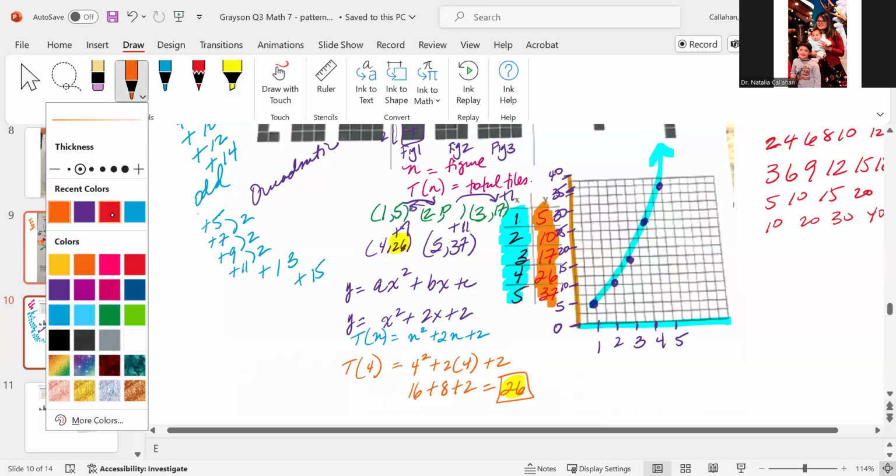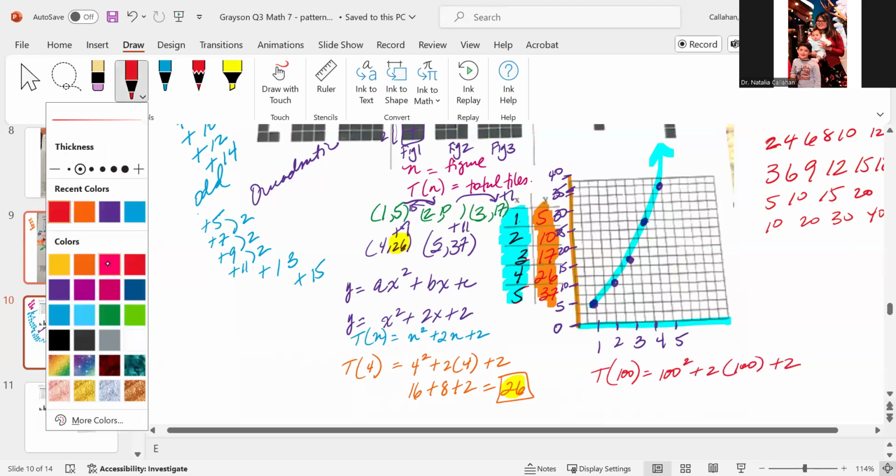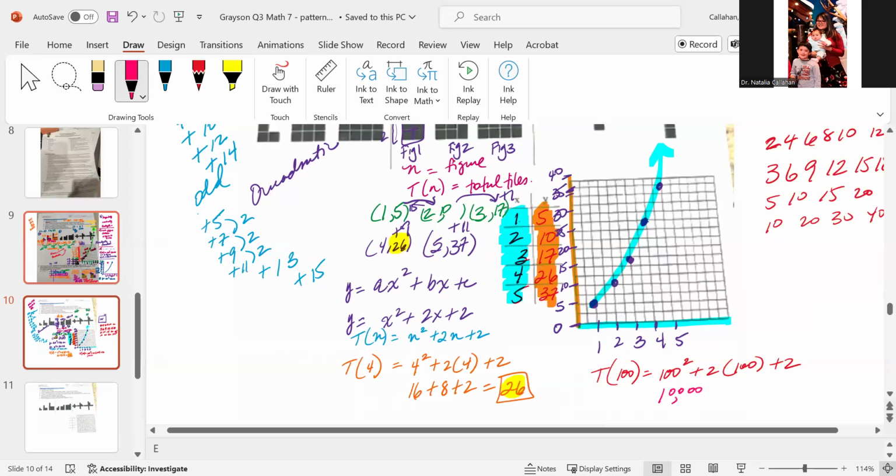So if I ever decided to figure out, instead of drawing 100 figures, because that's going to take forever, I just plug into this equation. So I have 100 squared plus 2 times 100 plus 2. 100 times 100 is 1 and then 4 zeros, so it's 10,000. You see that? Plus 200 plus 2, your answer will be 10,202. This is how many tiles you have for 100 figures. Does that make sense? Okay, so that's what you did. All right, I want you to go ahead and try to do that on your own.